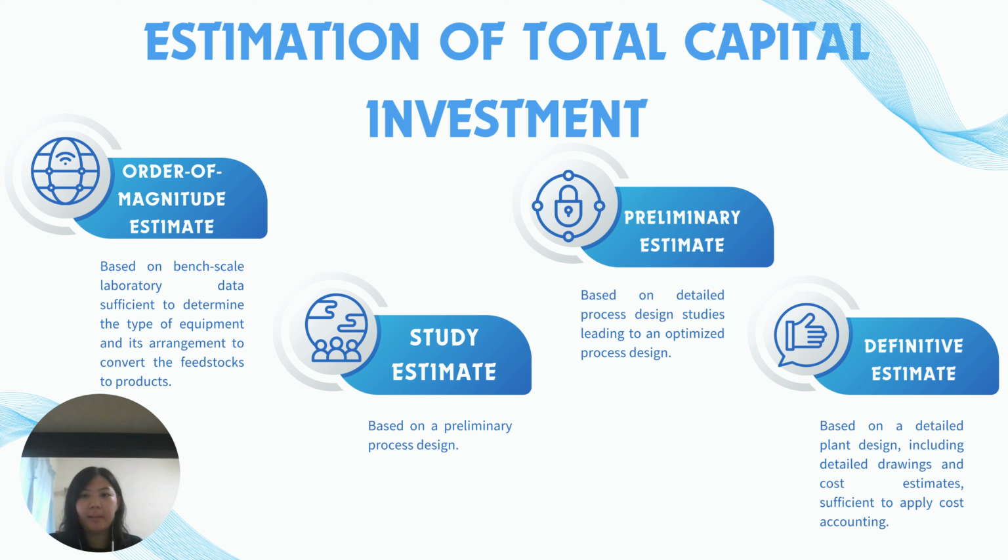Next, I will present the estimation of total capital investment. There are 4 categories. The first one is the order of magnitude estimate, based on bench scale laboratory data sufficient to determine the type of equipment and its arrangement to convert the feedstock to product. The second one is the study estimate, based on a preliminary process design. The third one is the preliminary estimate, based on detailed process design studies leading to an optimized process design. The last one is the definitive estimate, based on a detailed plant design including detailed drawings and cost estimates sufficient to apply cost accounting.